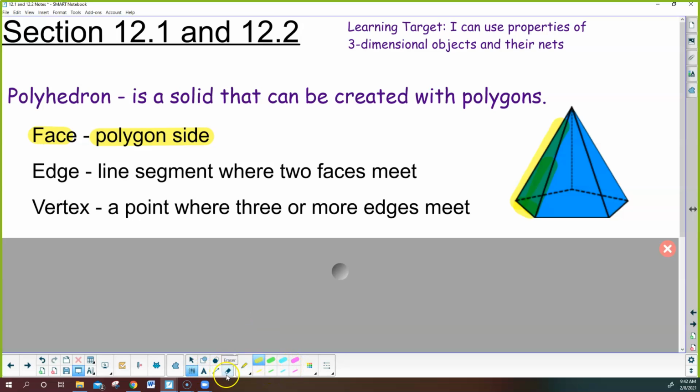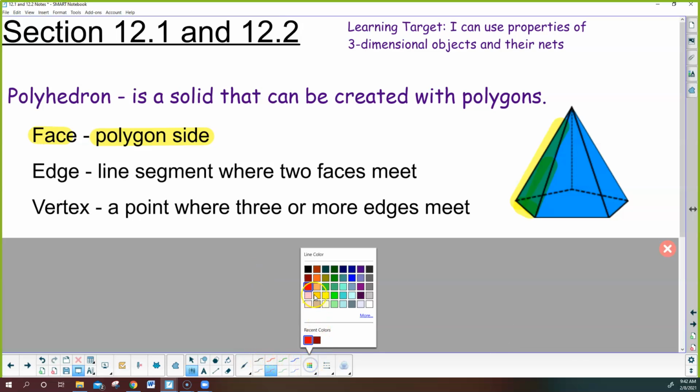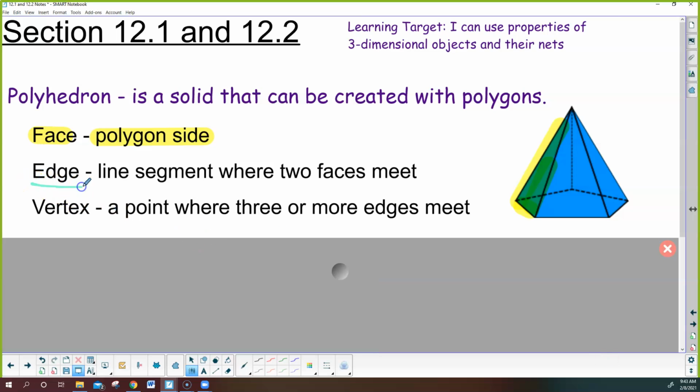the edges. So what is an edge? Well, an edge is basically one of the side lengths. An edge is the line segment where two faces meet. So you can see kind of right here, this edge is a line segment. And why is it? Because it connects the front triangle to the other triangle face. So it's a line segment that connects two faces together.